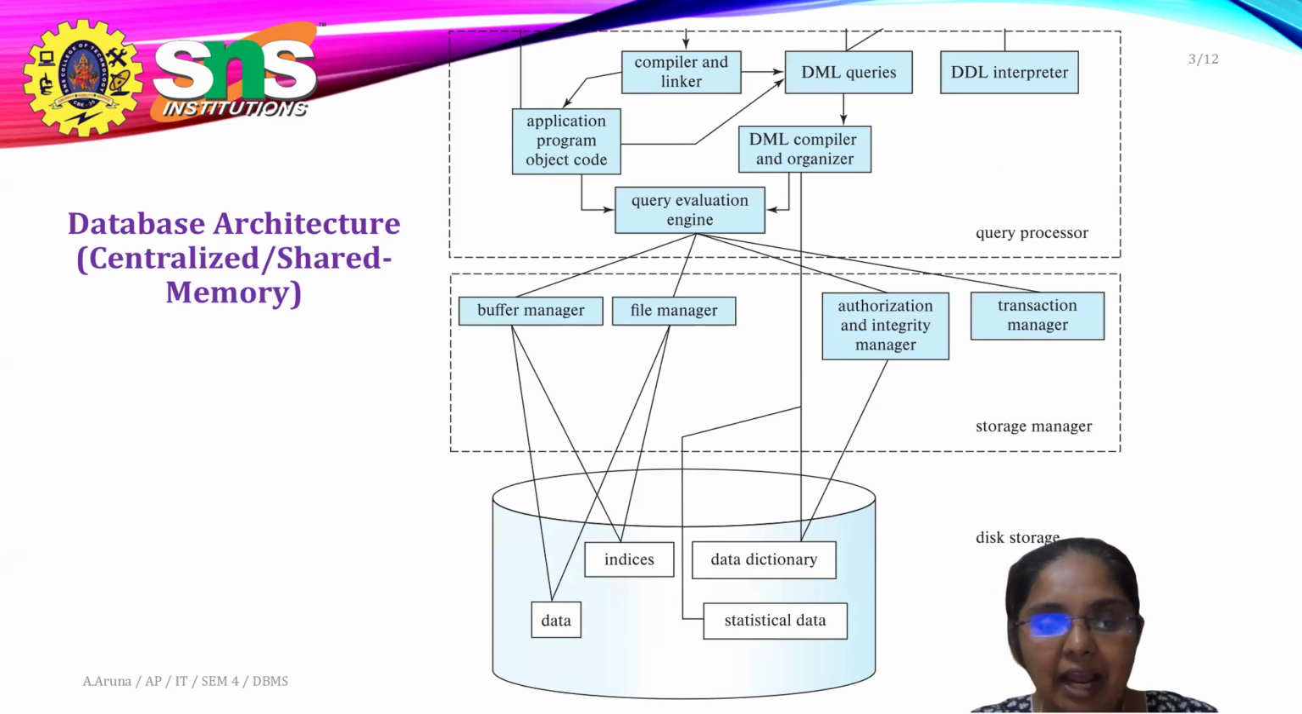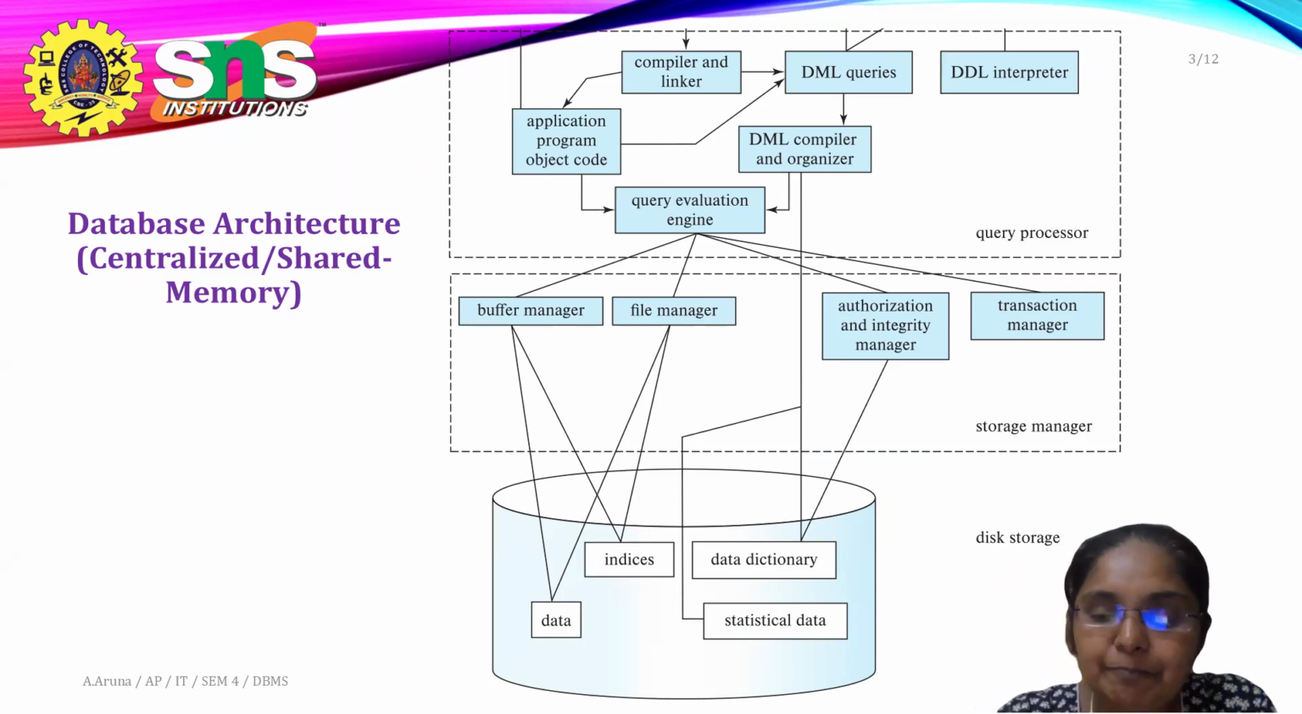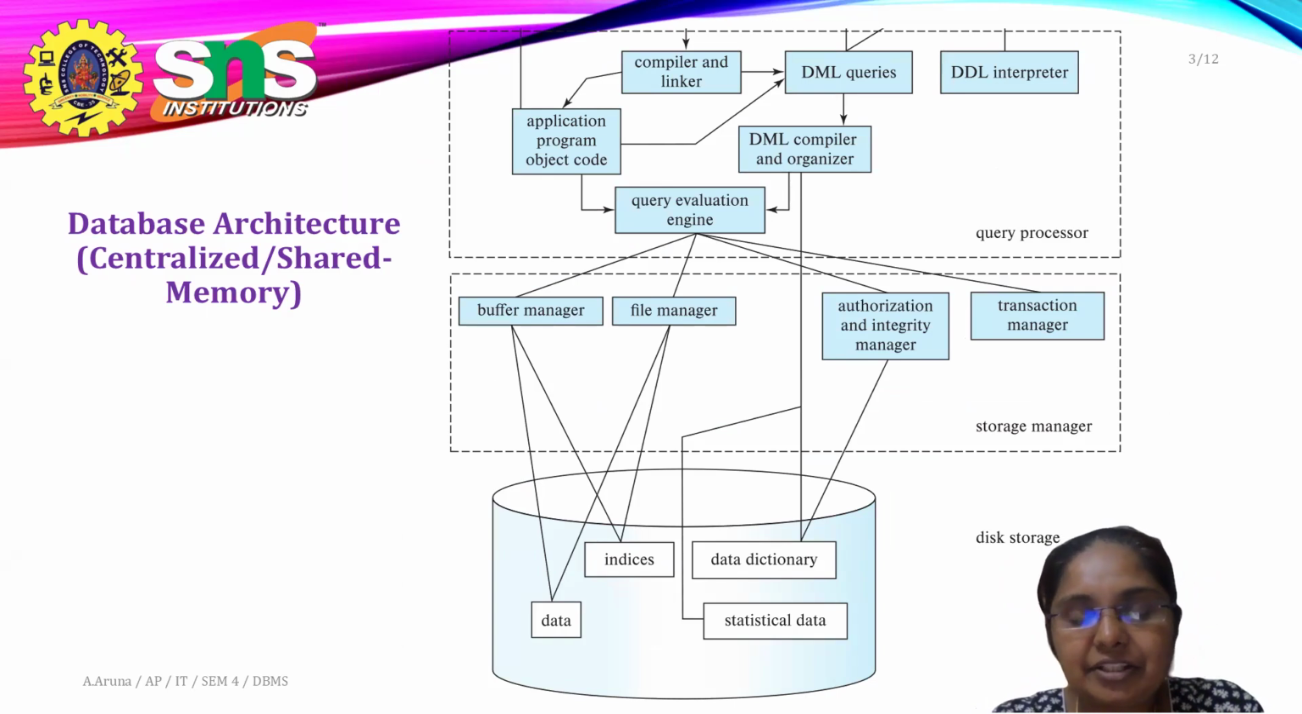From there, you have a storage manager, and your data is passed to the storage manager. The storage manager can have four different types of managers: a buffer manager, file manager, authentication and integrity manager, and transaction manager. We need these managers to access the disk storage. Your disk storage can contain the indices of data and the data dictionary. The data dictionary is nothing but data about data, that is, metadata. It also has statistical data and data information. Everything is available in the disk storage.